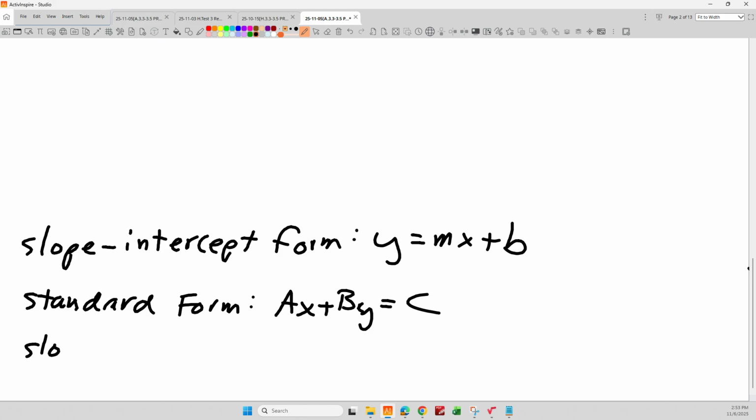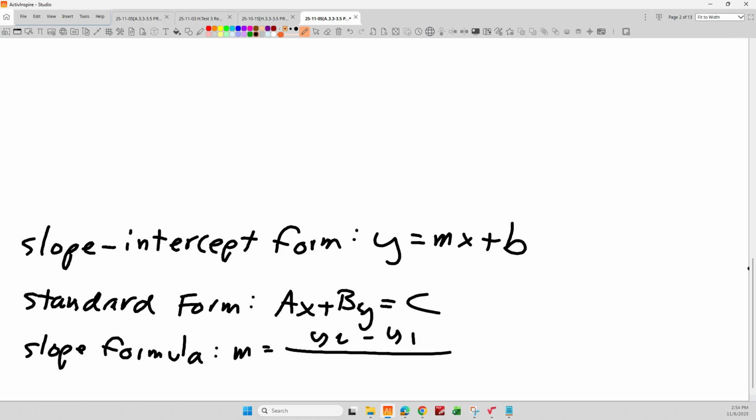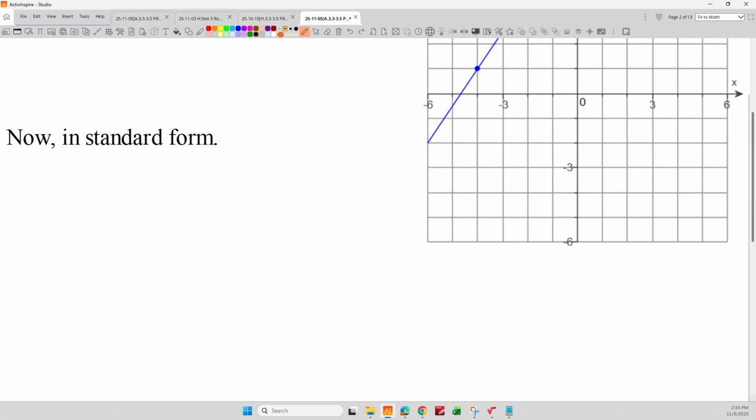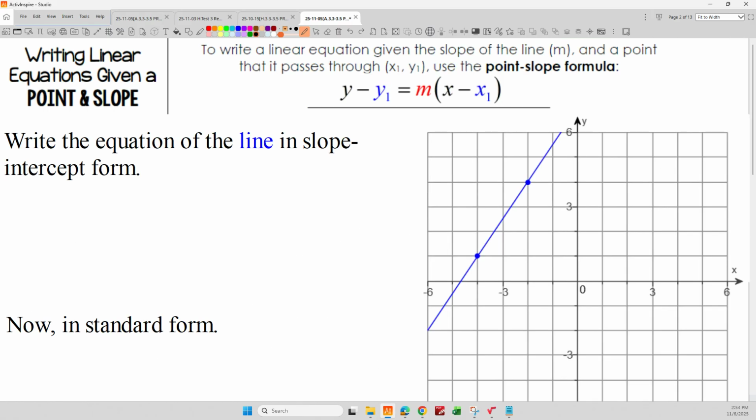What's the slope formula? What's m equal to? y2 minus y1 over... Good job. Okay, so today we're going to introduce a new one. Today we're introducing the point slope formula.